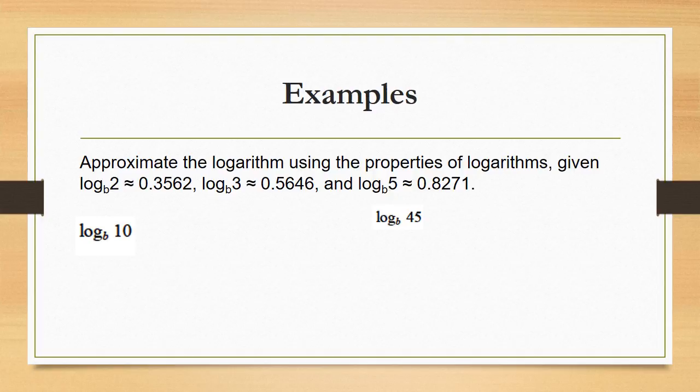Okay, now you're going to approximate the logarithm using the properties. They're telling you that the log base b of 2 is 0.3562. Log base b of 3 is 0.5646, and log base b of 5 is 0.8271. So what you need to do is write the numbers as a product or quotient or power using 2, 3, and 5. The power can be anything, but the argument itself needs to be a 2, a 3, or a 5. Pause the recording, give it a try, resume to check your answer.